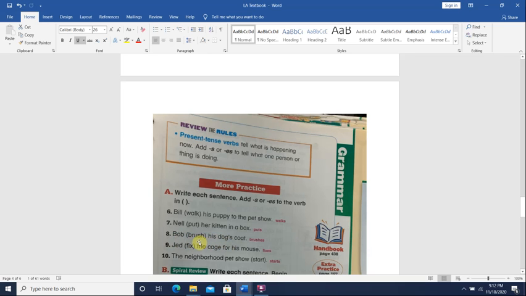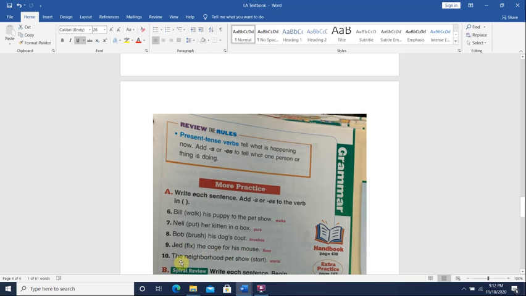What do we add in brushes? We add ES because brush ends with SH. Here, brush is an action, the action of brushing the dog's hair. Number 9, Jed fixed the cage for his mouse. Here, we also add ES because the verb ends with X. So, Jed fixes the cage for his mouse.